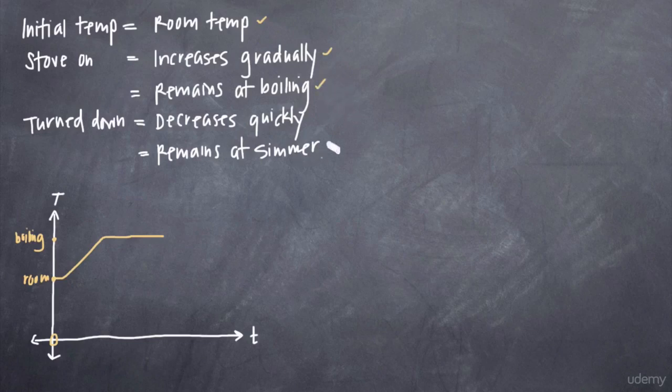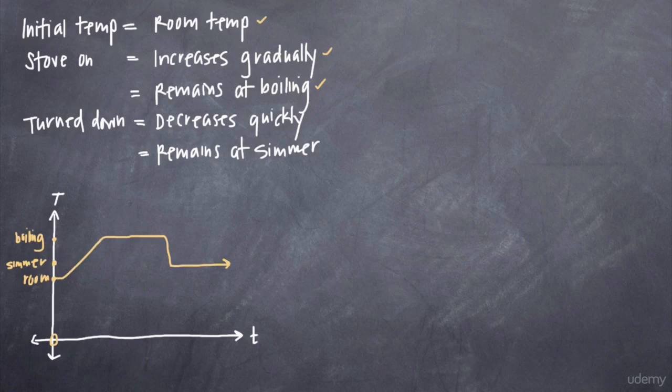At some point the stove gets turned down, at which point the temperature decreases quickly and remains at a simmer. A simmer would be slightly above room temperature, so we can show it decreasing quickly and then remaining in a simmer. So we can plateau at a simmer here, and the temperature remains at a simmer until the water is dumped out, you could say. We'll call this temperature here a simmer.